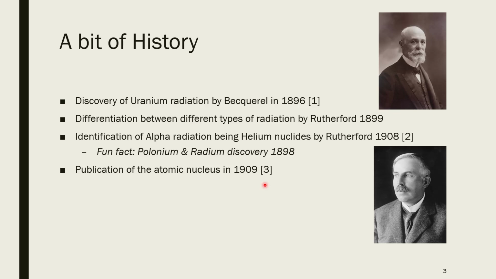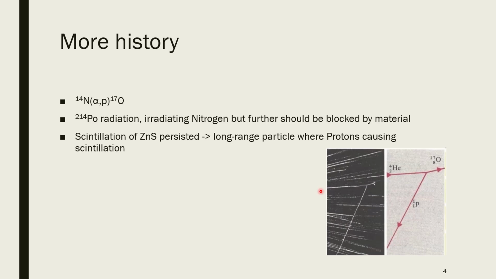So coming back to the actual topic of today's presentation, it's the nuclear reaction. And the first classical nuclear reaction was described by Rutherford in 1919. And this was the nitrogen(alpha,p)oxygen-17 reaction. The alpha particle in this case came from natural radiation.